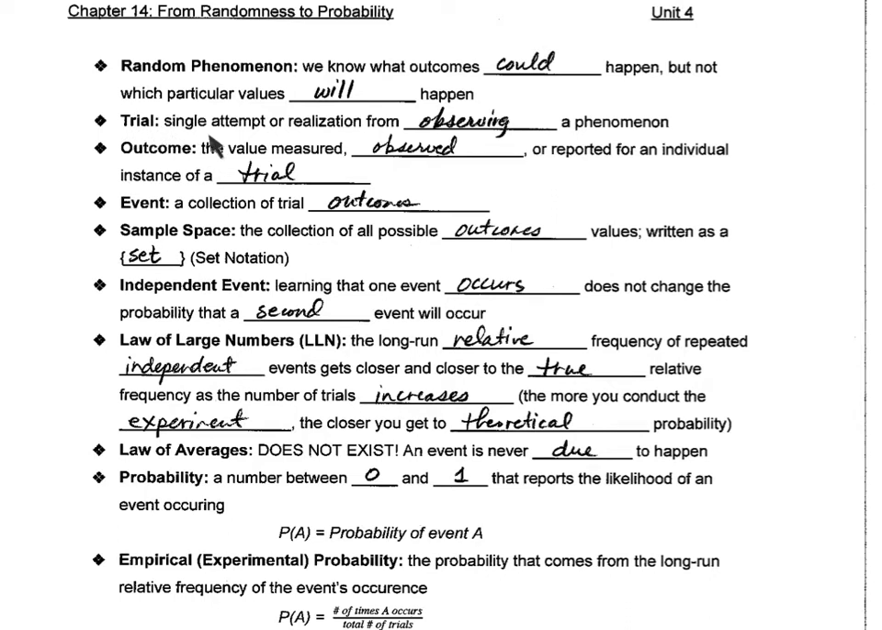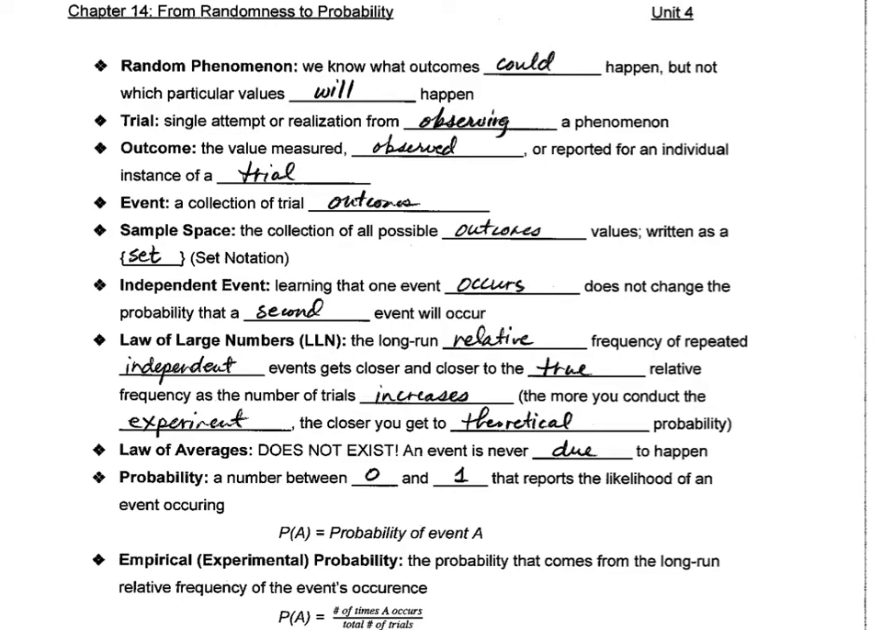So a trial is a single attempt or realization from observing a phenomenon. Okay, a trial. An outcome is the value measured, observed, or reported for an individual instance of a trial. So a trial is essentially a bunch of outcomes put together. An outcome is a single item. Okay, so I might do a trial of 5 flippings of the coin. Okay, but one outcome of those 5 flippings might be a heads. Another outcome might be a tails, and so forth and so on.